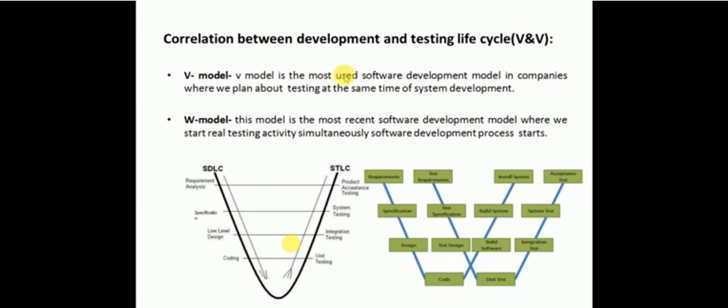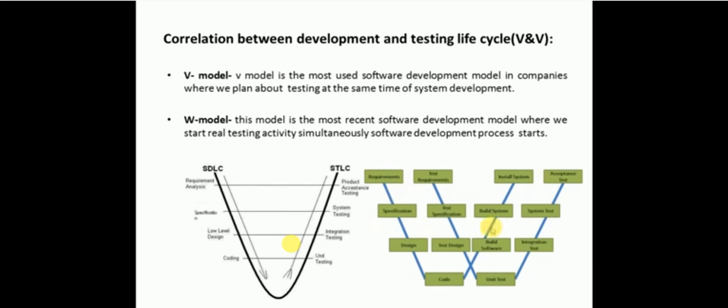V model is the most used software development model in companies, where we plan testing at the same time as system development. So we are planning testing at the same time as software development. Okay, and now let's see the W model.